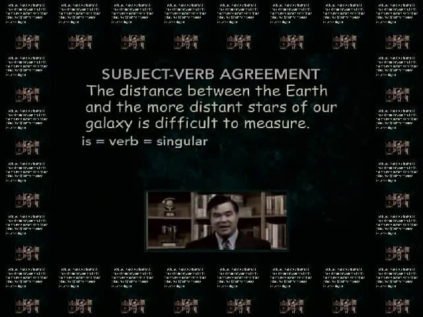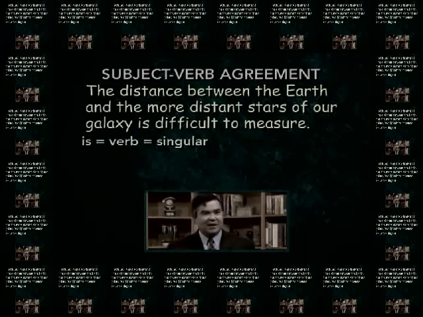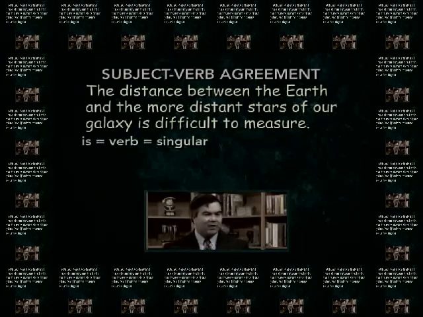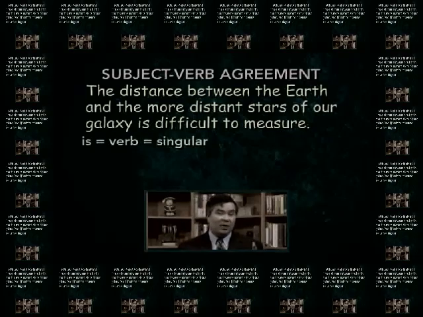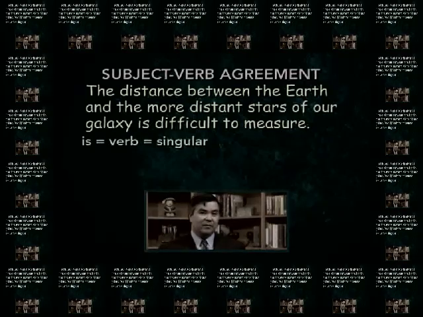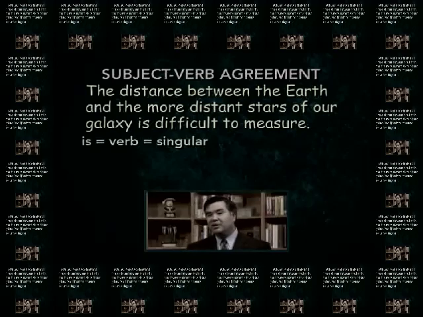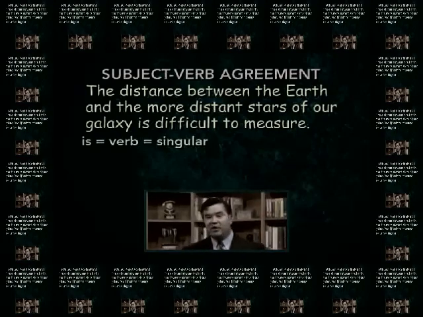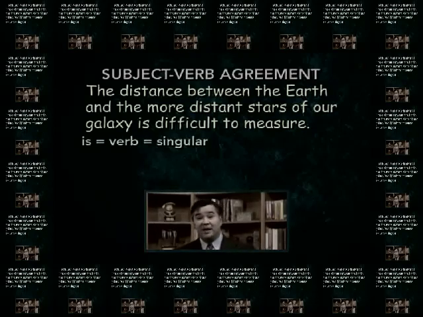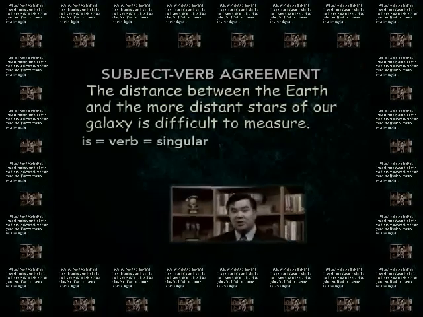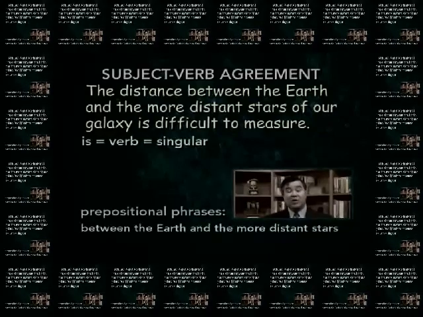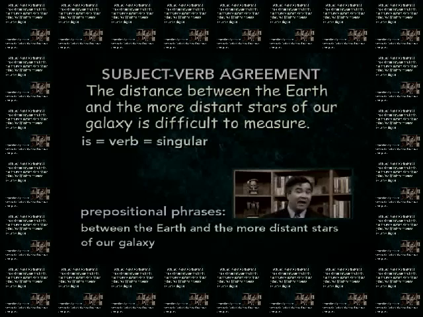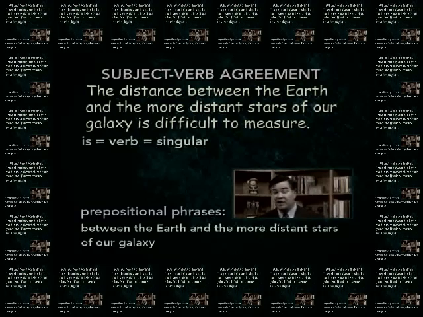Is it the distance? Is it the Earth? Is it the stars? Is it the galaxy? All of those are nouns, and any one of them could be the subject of the verb. But which one really is the subject of the verb? Well, in order to figure out what's difficult to measure, we need to eliminate prepositional phrases. That will help us zero in on what the real subject of the verb is. And there are a few prepositional phrases here. Between the Earth and the more distant stars is one prepositional phrase, and of our galaxy is another prepositional phrase.